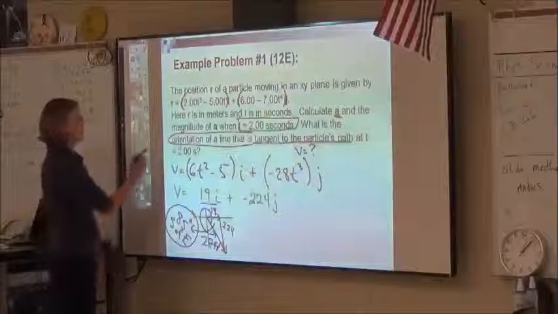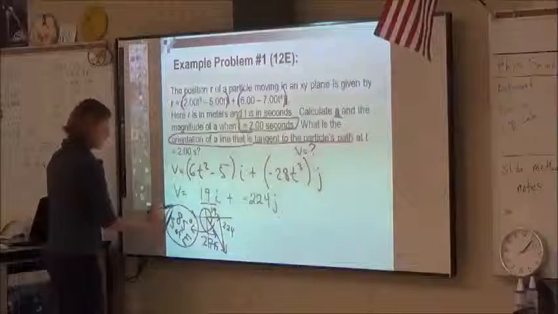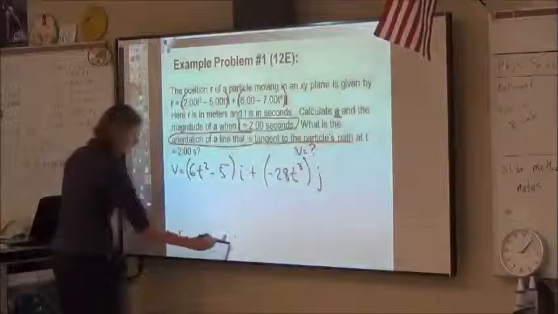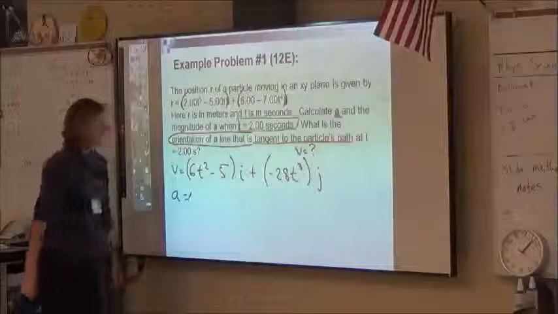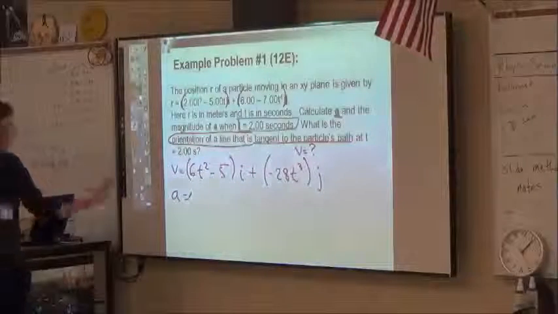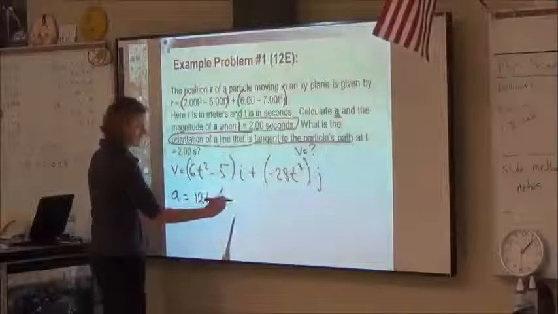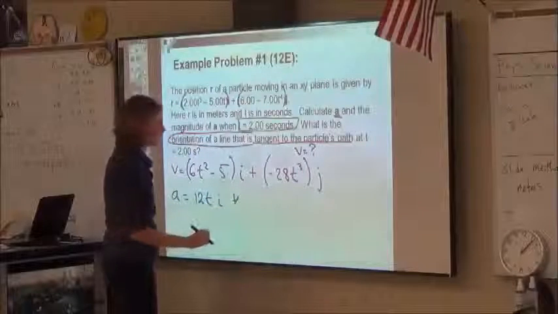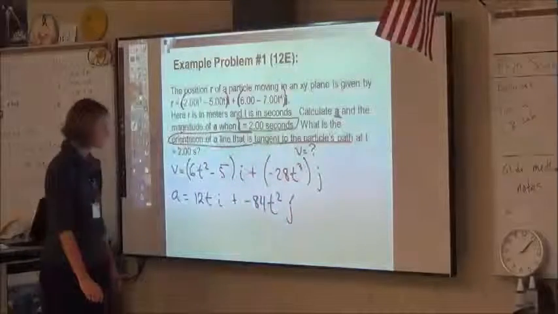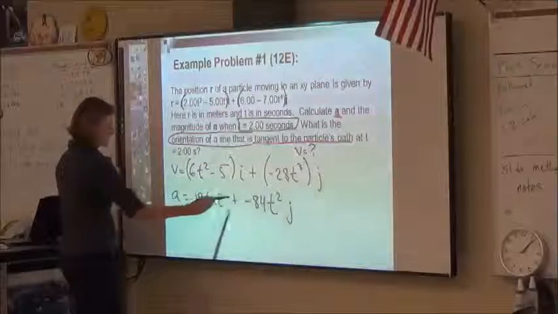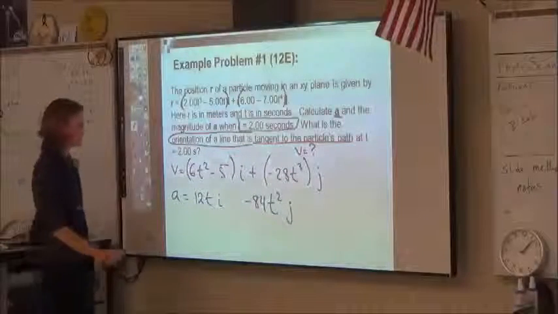Next, calculate a, calculate the acceleration. So how do you get acceleration from velocity? Derivative again. So 12t. Okay, so I did my derivative specifically at 2 seconds, so plug in 2 seconds.